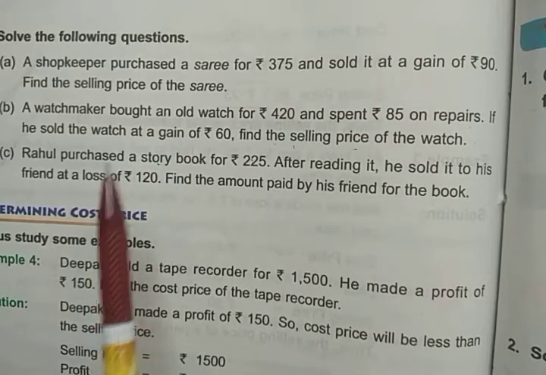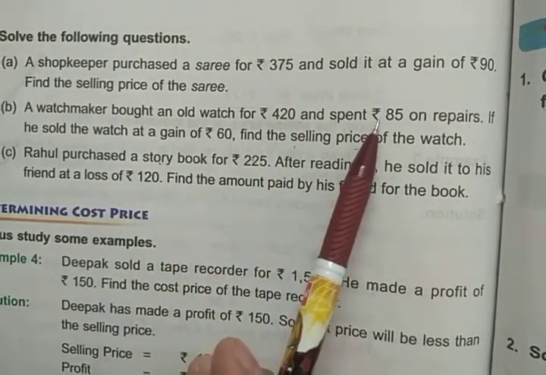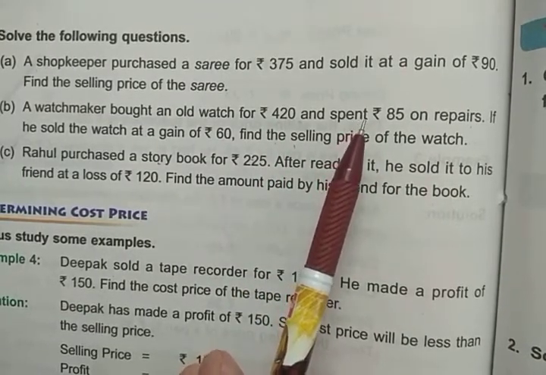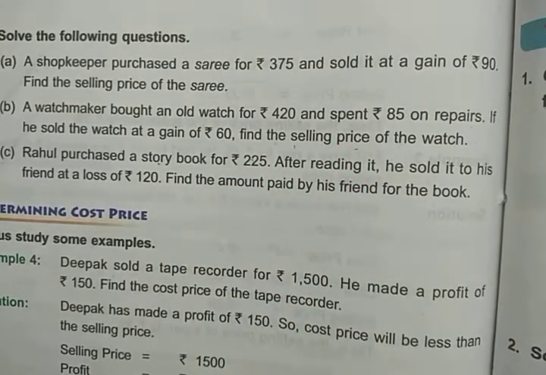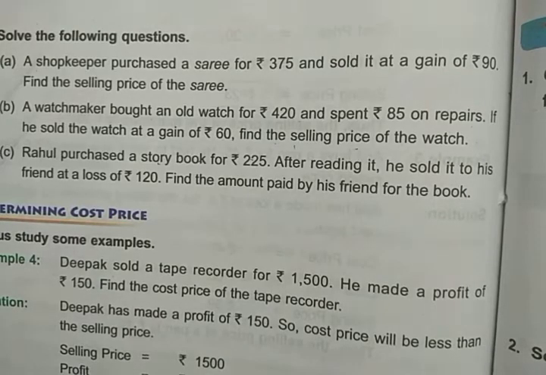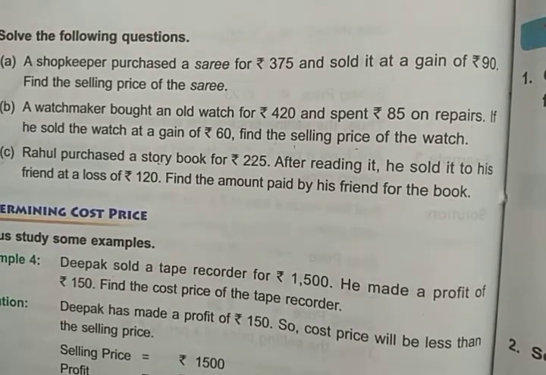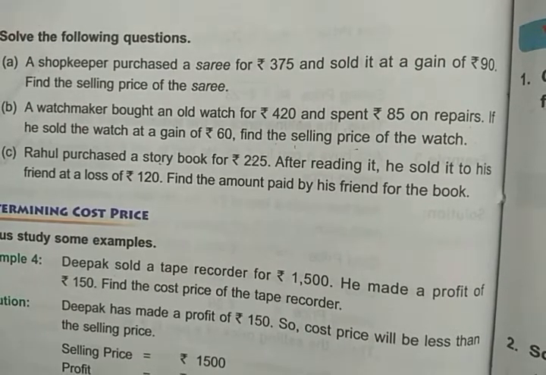So what we have to do, first of all, we have to find out the actual cost price, right? Cost price is given and the extra money spent on the watch is given. So we have to find out the actual cost price, which we have learned in worksheet number 2: whenever some extra money is spent on the item which was purchased, we have to add that extra money also to the cost price.